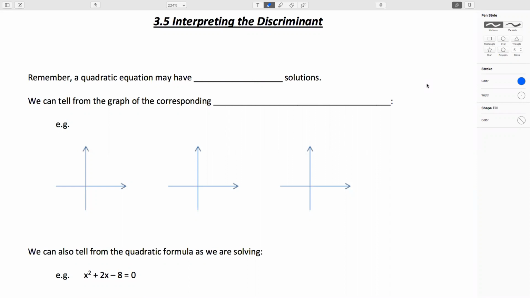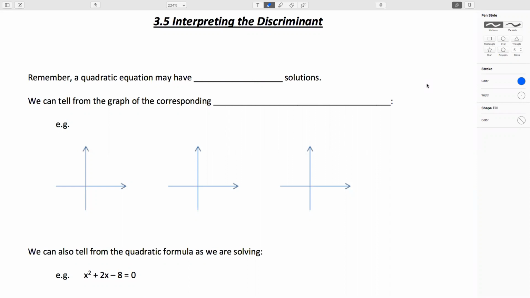So the topic of today is called Interpreting the Discriminant. And the idea is that you can zoom in on a portion of the quadratic formula without actually solving it, and then you can figure out the number of solutions. You won't get the solutions, but you can quickly find out how many. And this sort of saves us some time.